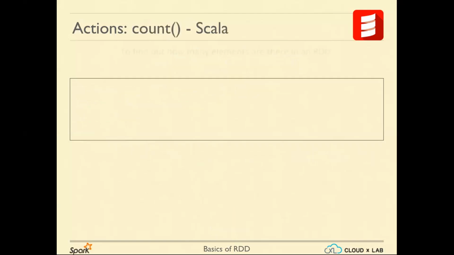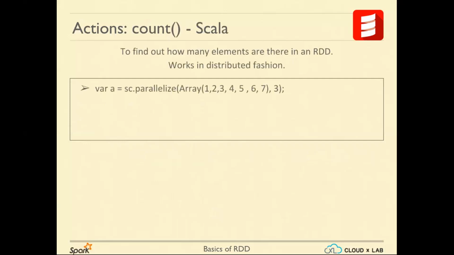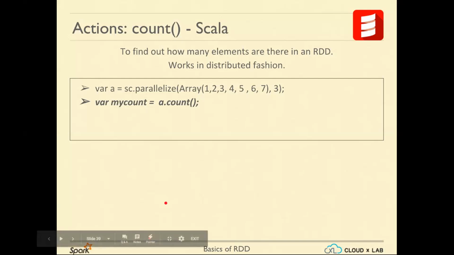All right. Now, count helps you find the number of elements in an RDD. It also works in a distributed fashion. Can somebody tell, let's say you have an RDD containing, say, a million elements, and there are 15 partitions. So when we call a.count, can that be parallelized?